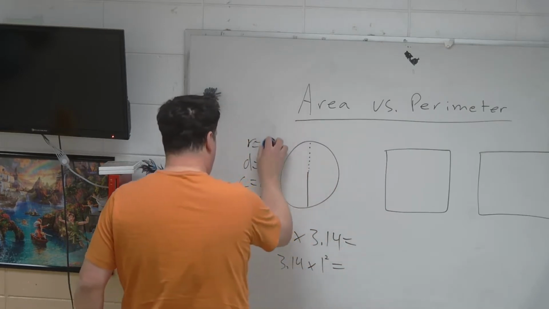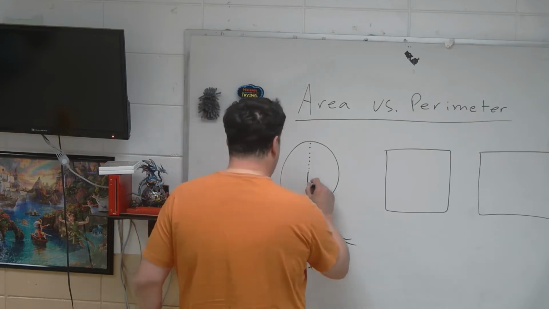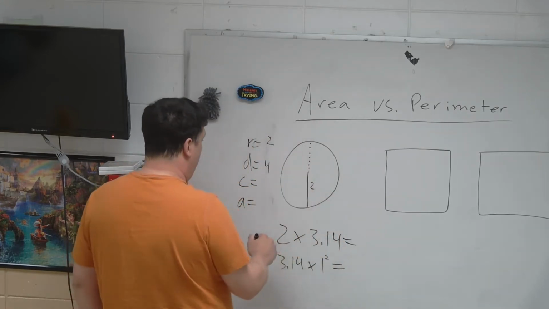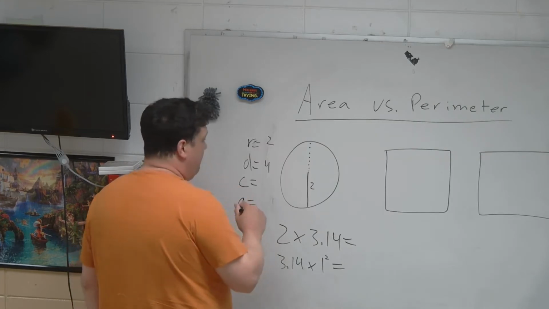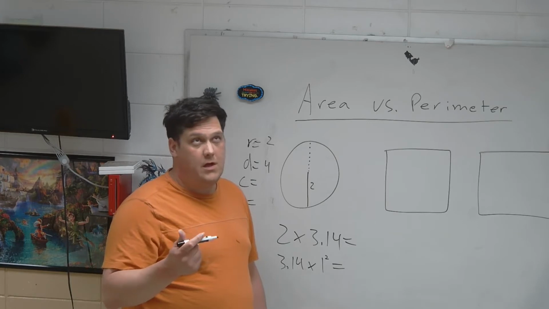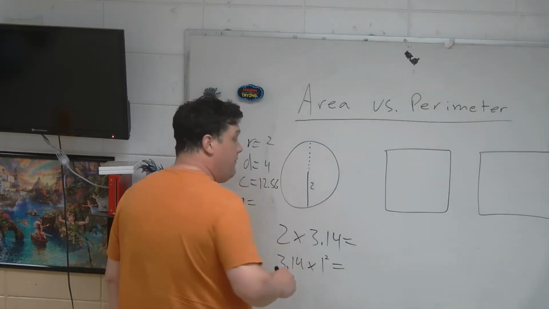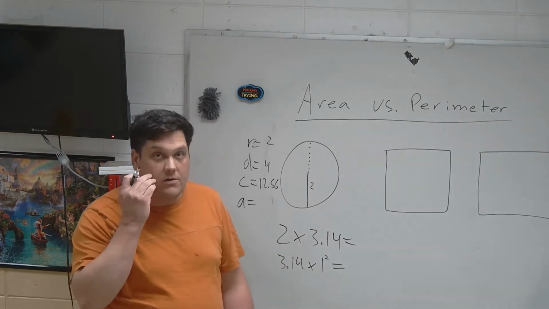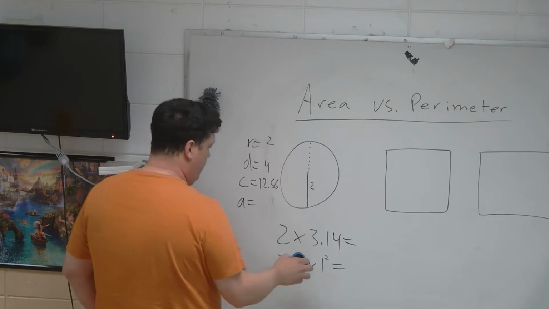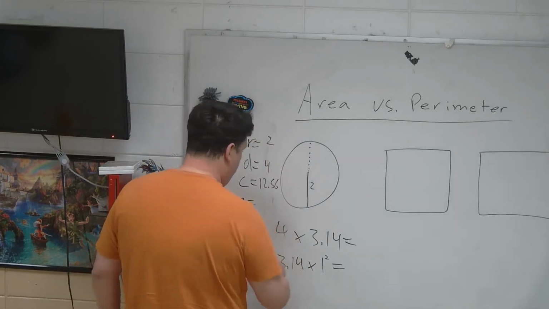Change this, and we make the radius 2, then diameter is 4 all the way across, which means circumference is 4 times pi, which is 12.56. 12.56 units. Again, it could be feet or inches or centimeters or anything, because that would be 4 times pi.